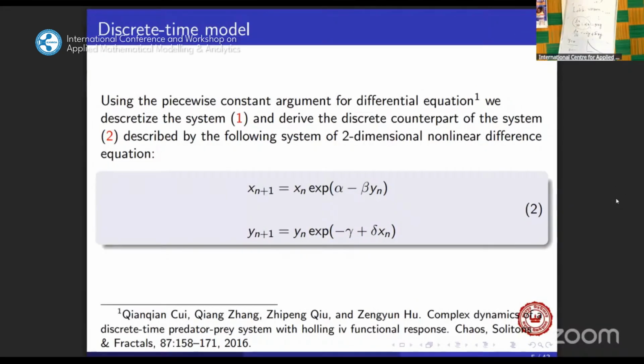This is the first part of the nonlinear differential equation, dx/dt, with x at n plus 1 and x considered as x_n and y considered as y_n. This is the nonlinear difference equation form. Next slide.